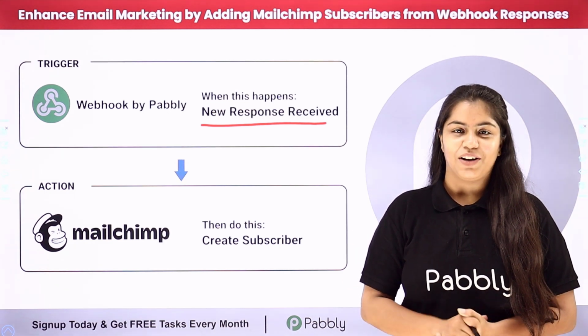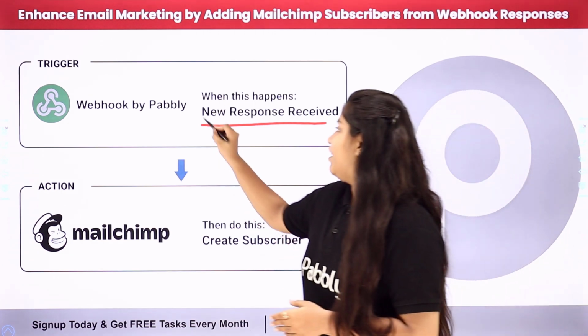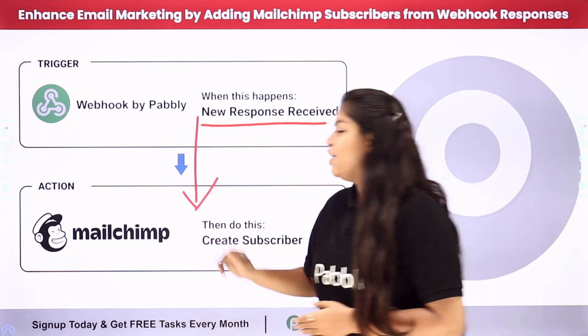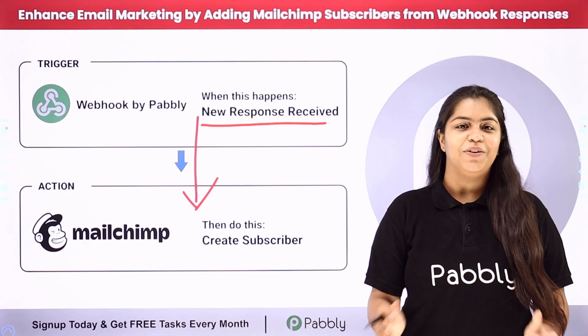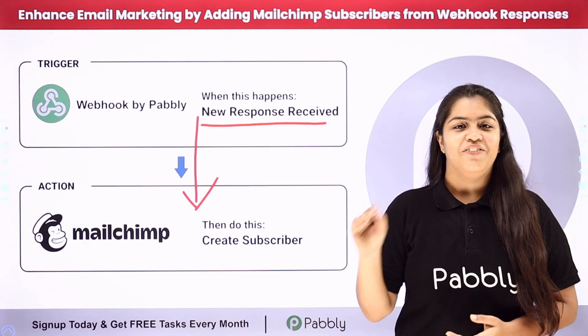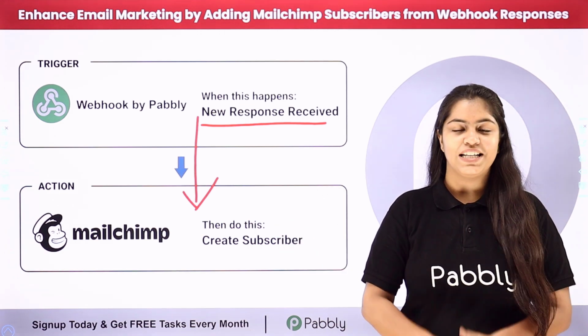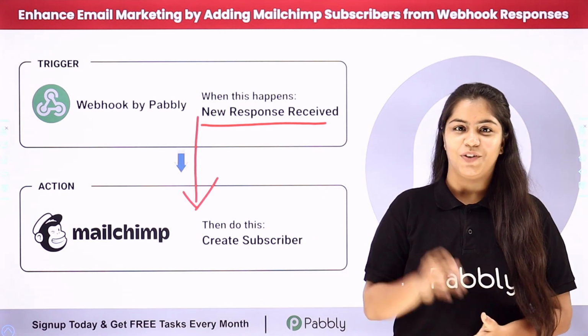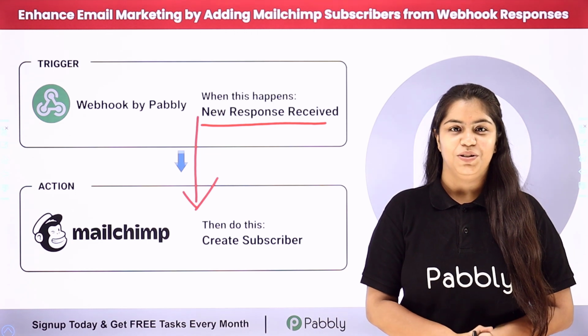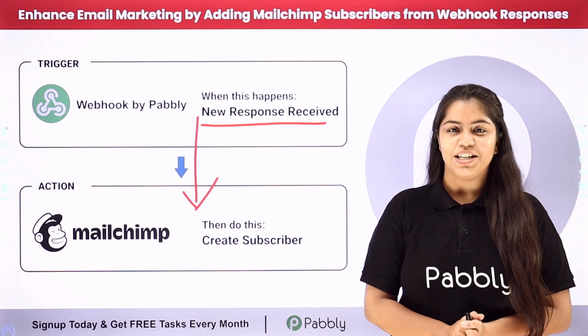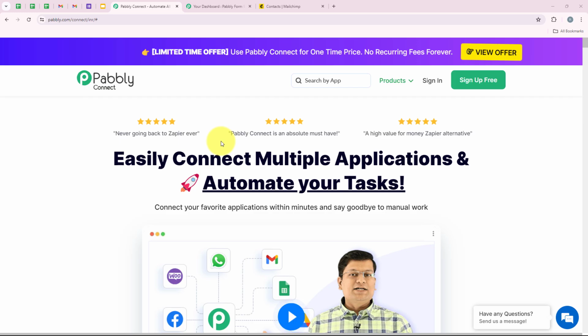So to do this, we are going to create a connection between Webhook by Pabbly and Mailchimp. So to create this connection without knowing any programming or coding language, we are going to use Pabbly Connect. So I'm going to do all of this because I want to create targeted email marketing campaigns for the new leads. So if you also wish to learn this process step by step, then let me take you to my computer screen. Welcome to my screen.